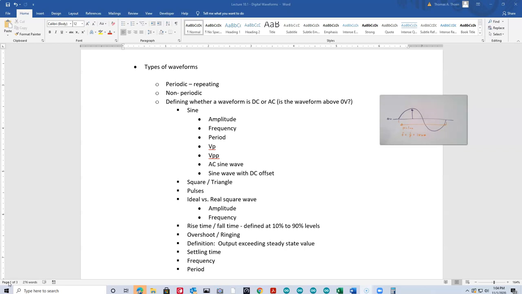The peak is typically measured from the zero point all the way to the top. The terms are synonymous if it's centered over zero, but it changes a little bit if there's an offset, which I'll talk about in a second. The peak-to-peak value is the highest positive value compared to the lowest negative value, measured all the way from top to bottom. That would be the peak-to-peak of our waveform, and that's often abbreviated as VPP.